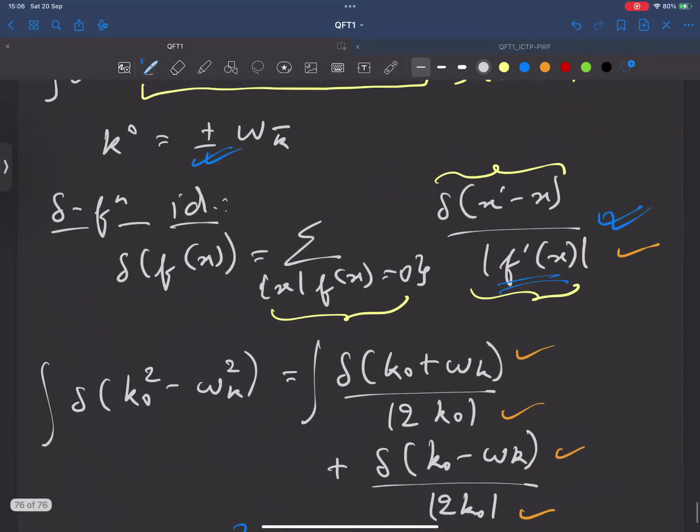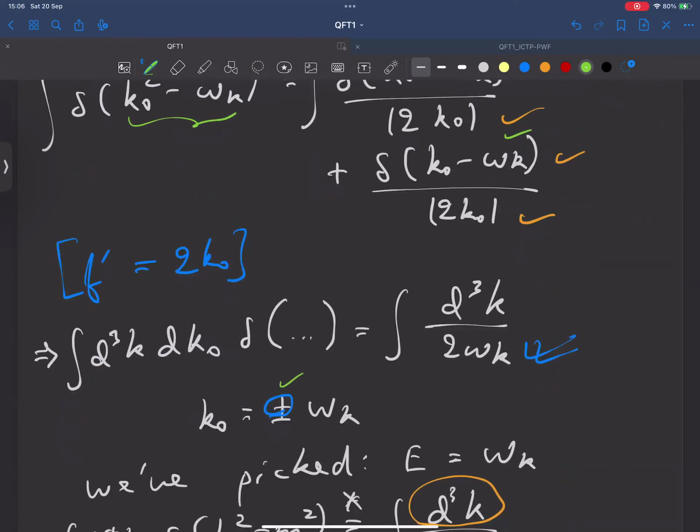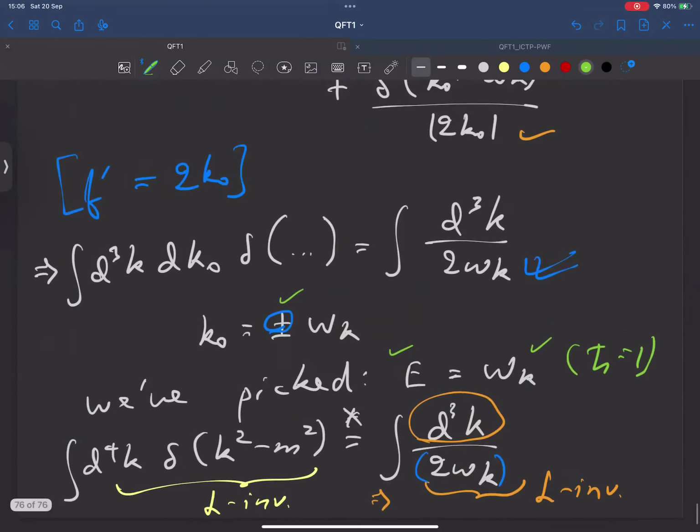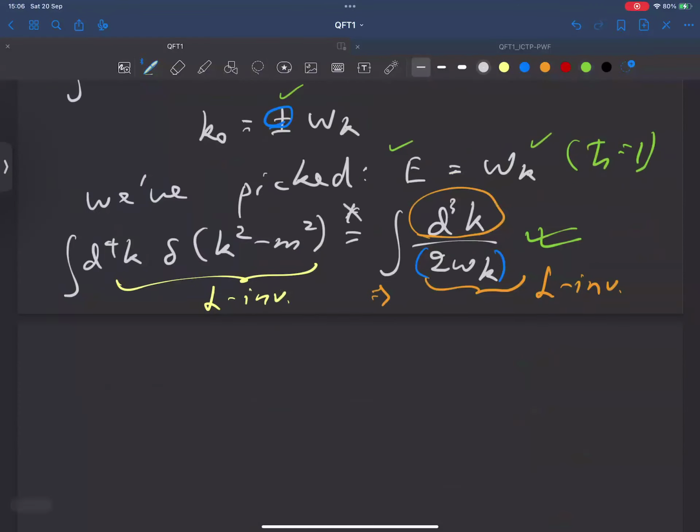Because it could be new for some of you, let me repeat. What we did was we used this identity to split the roots of the delta function acting on the function like this to a plus b and a minus b. And then we picked a particular root, let's say the plus, because that's the convention for energy being h bar omega k. So h bar is 1 here. And that gives you that you indeed get the integral to be this. So that proves that this is a Lorentz invariant measure.